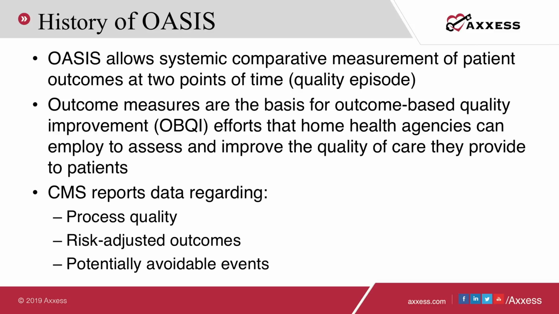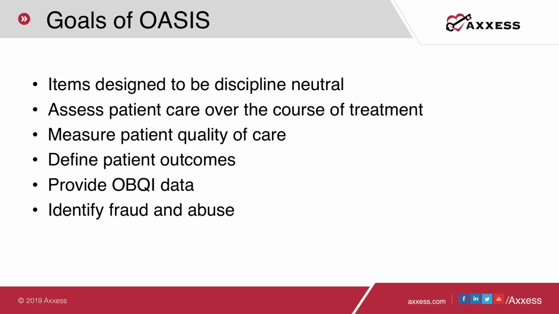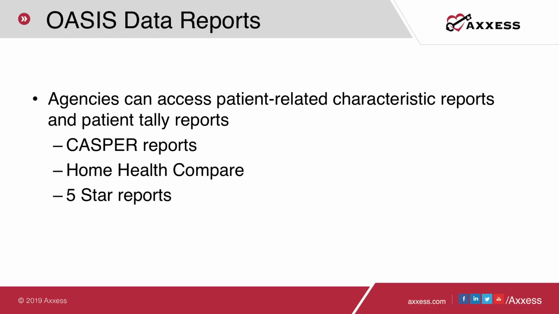Now, the goals of the Oasis are the following. These items in the Oasis are designed to be discipline neutral. They assess the patient's care over the course of treatment. They measure the patient's quality of care. They define the patient's outcomes. They provide that OBQI data as we talked about. And CMS can even identify fraud and abuse using the Oasis data. Agencies can access their patient-related characteristic reports and patient tally reports through the CASPER reporting system that we just talked about. But we also know that our Oasis is published on Home Health Compare and our 5-star reports.